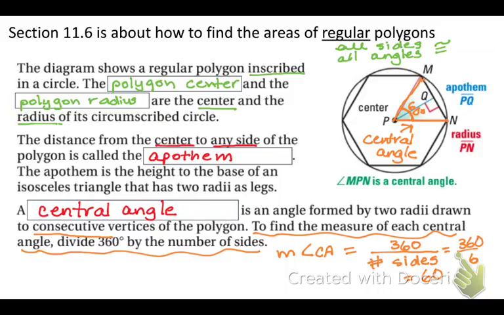So make sure that you write all this down and you're familiar with these things, because when we go into doing problems, you're going to need to remember what the radii are, what the central angle is, and what the apothem is. It's actually pretty easy once you are firm in your knowledge about what those things are. Let's continue.